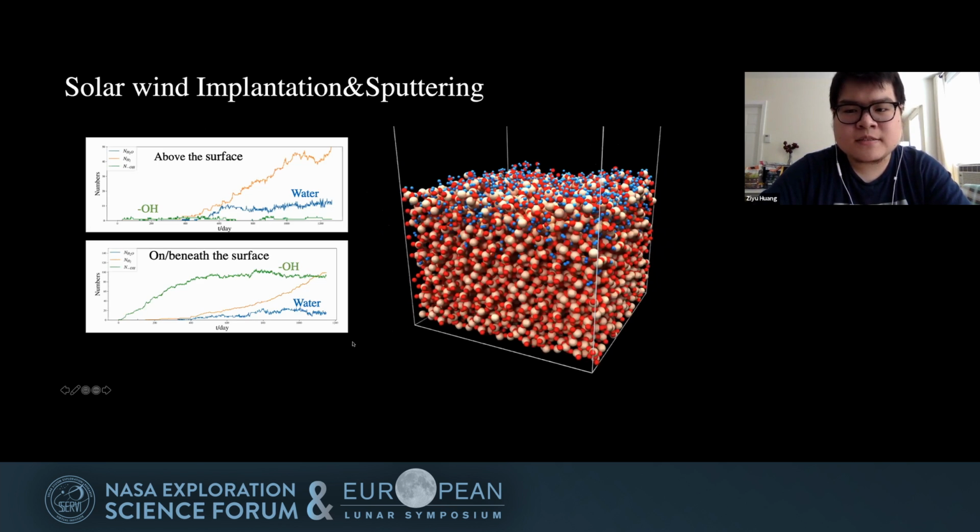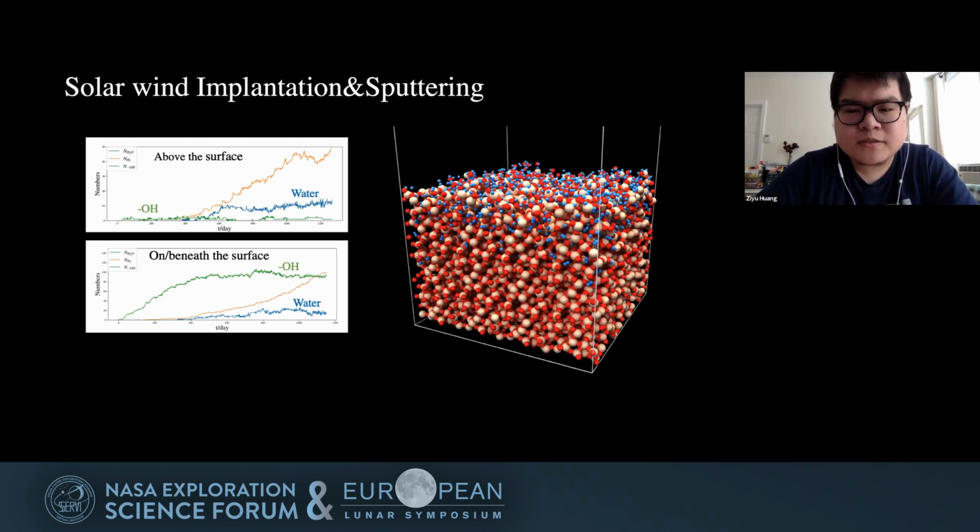Then we use group analysis to identify each molecule and chemical group. The left two figures are the number of hydroxyl groups, hydrogen molecules, and also water molecules. The upper one is above the surface, and the other one is beneath the surface. The data shows that most of the hydrogen atoms from the solar wind are turning into hydroxyl groups and also hydrogen molecules, H2. Water molecules are also detected, but there are very few of them. When we convert it to a 60 micrometer dust, the OH and H2O abundance is less than 1 ppm.